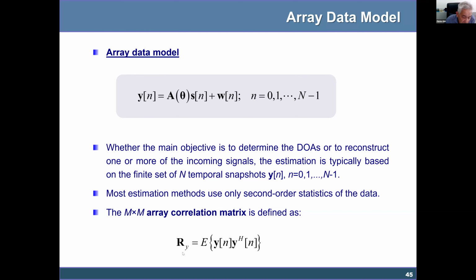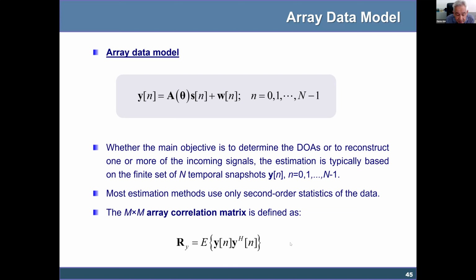By definition, the spatial correlation matrix, which is an M by M square matrix, is defined as the expectation of Y of n, Y Hermitian of n. We need the Hermitian because we are talking about complex envelope. So the signal is complex. So Y Hermitian is the transpose of Y conjugated. So this is the definition of the spatial correlation matrix.